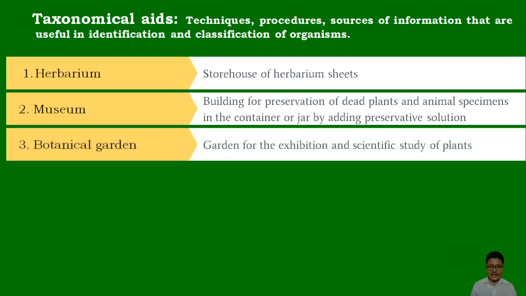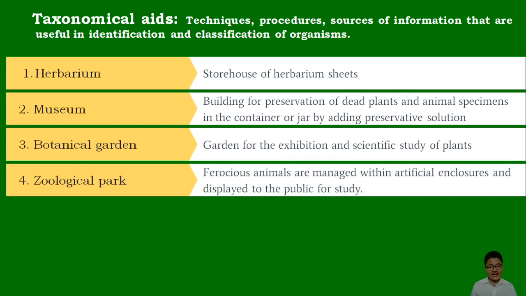Third, we have botanical garden. Botanical gardens are usually gardens which are for exhibition of different plants, or these are for studying different plants. We usually refer to different plants on visiting different botanical gardens.